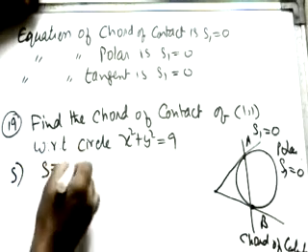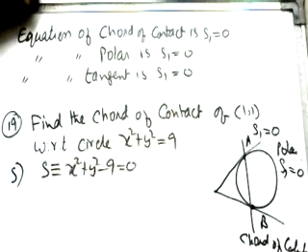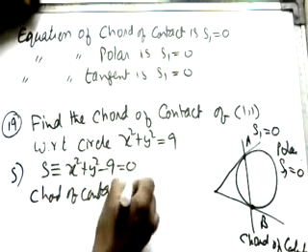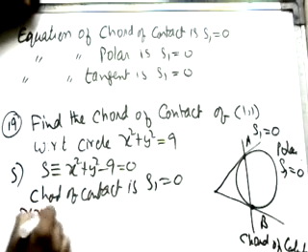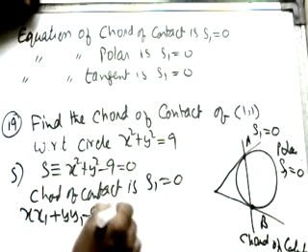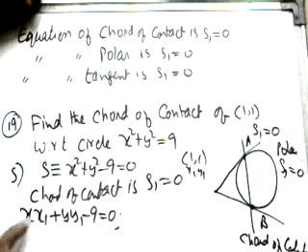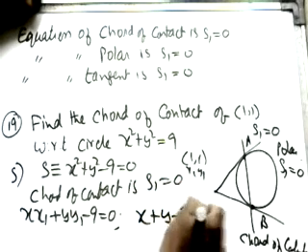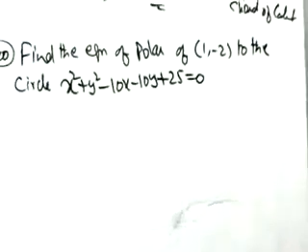Now let me do one question. Suppose the given circle is x square plus y square, bring this 9 here, equals 9. Find the chord of contact. So we just saw the chord of contact is S1 equals 0. What will be S1? In place of x square we must write xx1. In place of y square we must write yy1, minus 9 equals 0. So what is the point here? 1 comma 1. This is x1, y1. x1 is 1, 1 into x is x. y1 is 1, 1 into y is y, minus 9 equals 0. So this is the equation of the chord of contact.